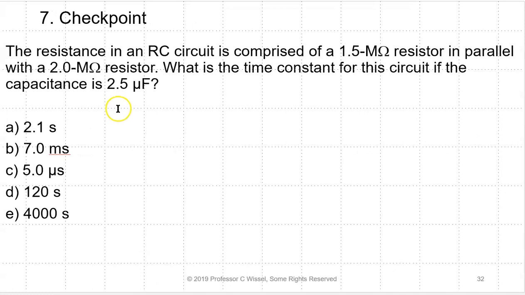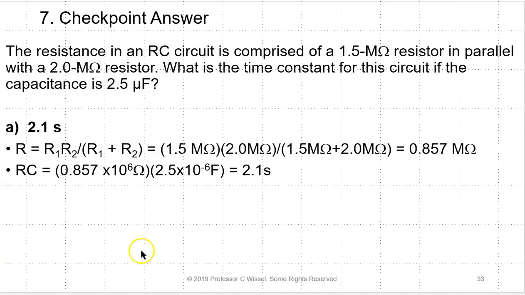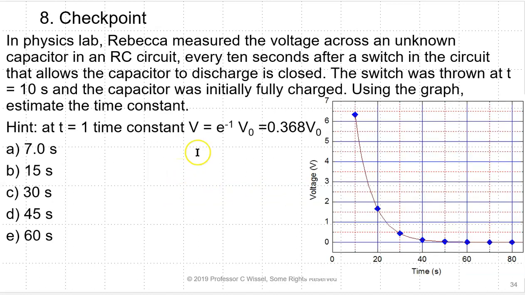The resistance in an RC circuit is comprised of a 1.5 megohm resistor in parallel with a 2 megohm resistor. What is the time constant for this circuit? The capacitance is 2.5 microfarads. Well, the resistors are 2 of them connected in parallel, so we can do product over sum. So we do R1 R2 divided by the quantity R1 plus R2. So 1.5 megohms times 2 megohms divided by the quantity 1.5 plus 2 megohms ends up being 0.857 megohms. Then RC is 0.857 times 10 to the 6 ohms times 2.5 times 10 to the minus 6 farads, or 2.1 seconds.